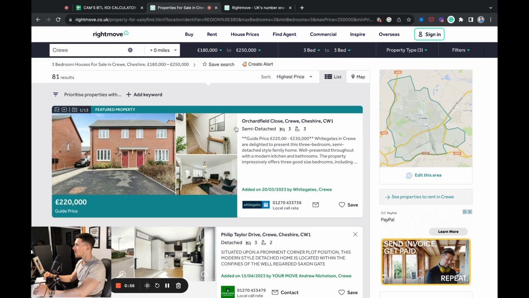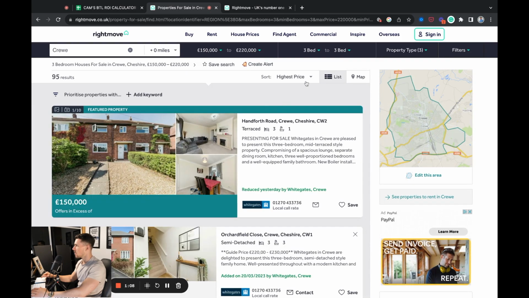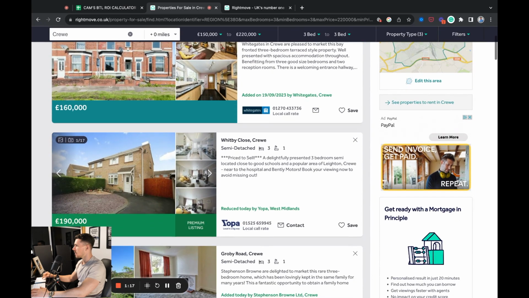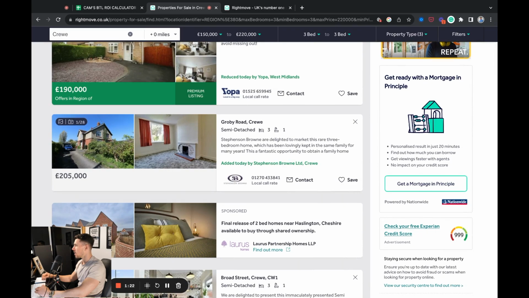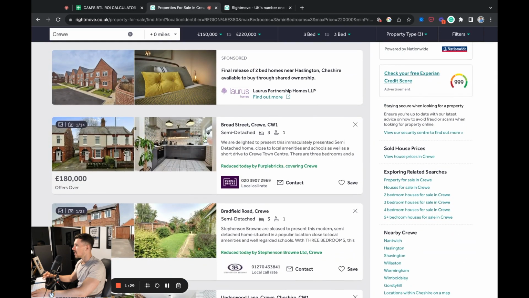And the price point that I'm looking at here, I've plugged in 180 to 250. Let's put that down a little bit because there is some amazing value to be had in Crewe. Let's go from 150 up to 220, let's say. And I'm going to look at what is on the market, newest listed. What this will do is pull up a list of properties currently in the area that I can look at. I actually haven't looked at the market in Crewe for a couple of weeks, so this will be quite interesting. I may even find something that I quite fancy investing in here. But let's have a look.